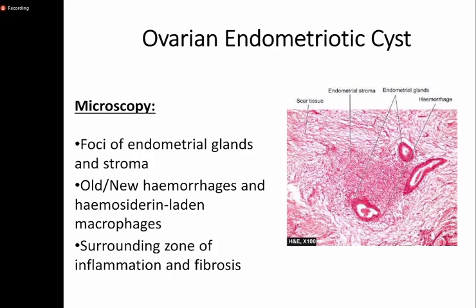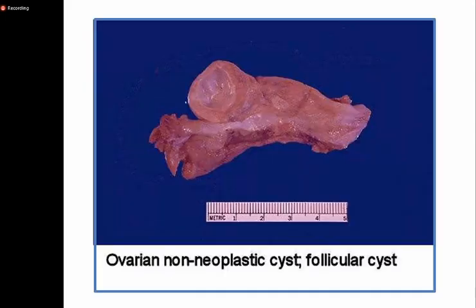And this is an example of a non-neoplastic follicular cyst. You can see the cyst there. It has a somewhat thick fibrous wall, and it's unilocular, so it has one space, okay, with a sort of shiny cyst lining. Okay, so that's a follicular cyst. And this one is just about 1.5 centimeters in diameter.